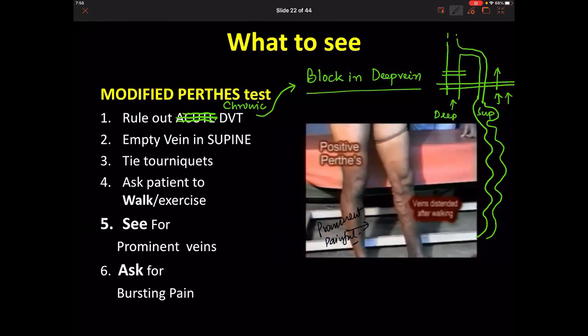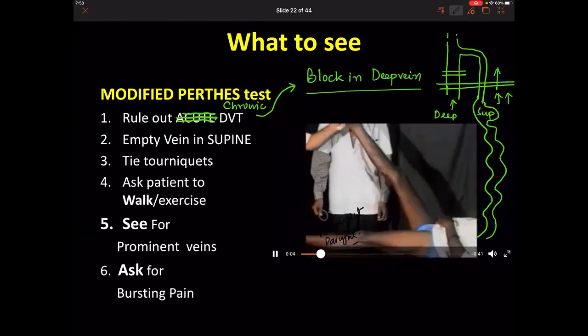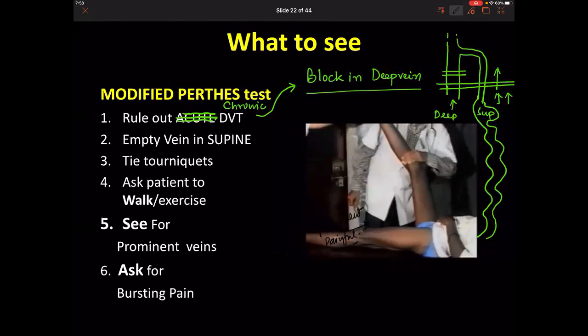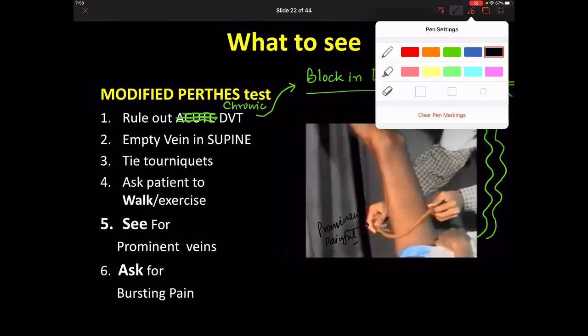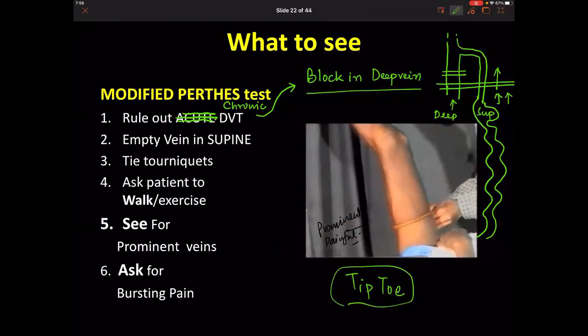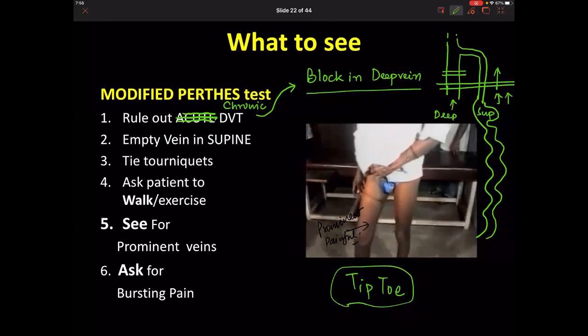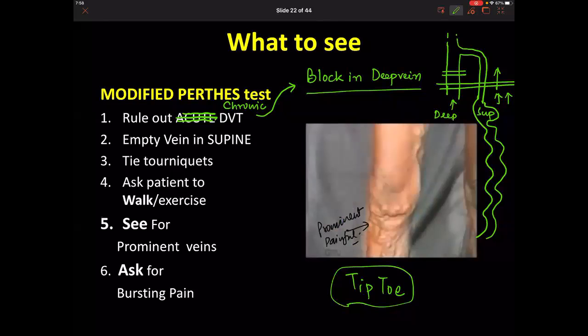I am not very good with positive and negative things, but what I do understand is that you simply tell the patient to walk or do a tiptoe. Tiptoe means the gastrocnemius soleus contraction. That's it. So this is called a modified Perthes. Either the patient walks or does ankle dorsiflexion or plantar flexion. So this is all about the test. Have you written up till this?